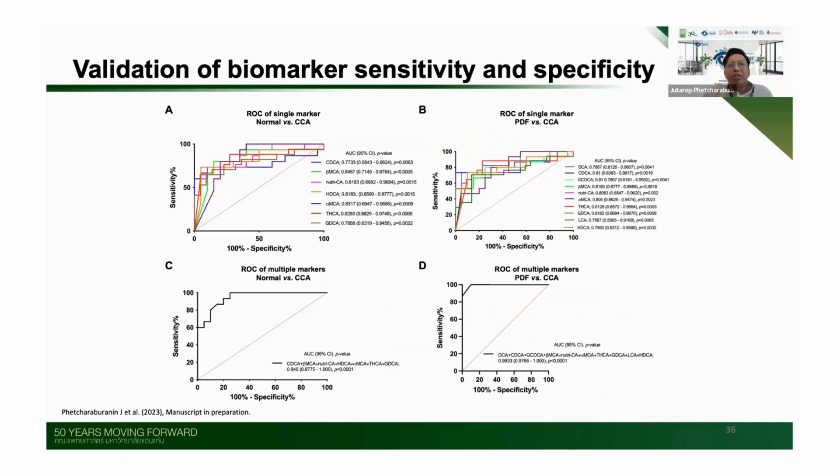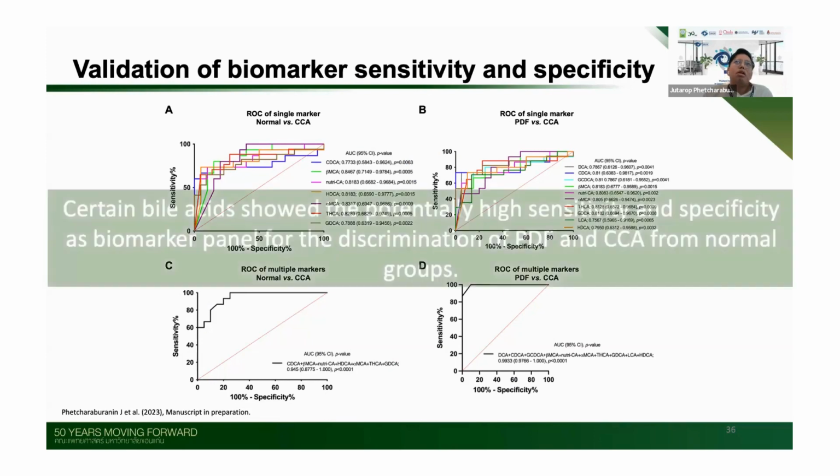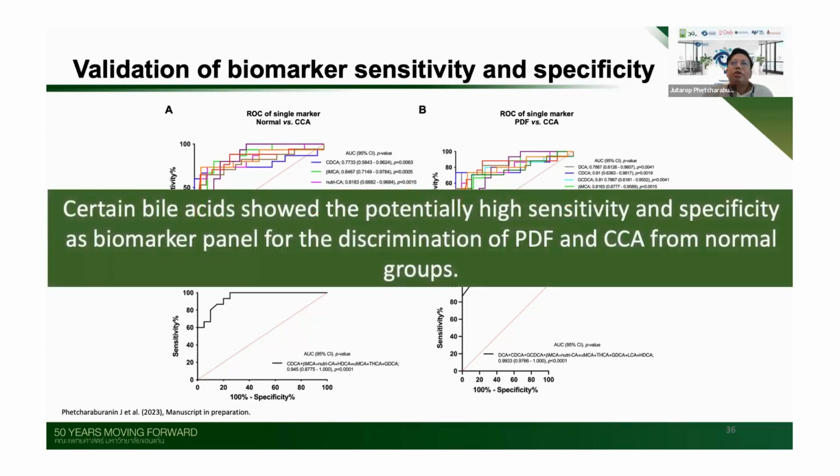And we managed to obtain the panel of bile acids that can show 90% specificity and 100% sensitivity in this case. So certain bile acids show potentially high sensitivity and specificity as a biomarker panel for discrimination of PDF and CCA from normal groups. So all of these findings have been put into a manuscript, and it is in preparation for further submission.